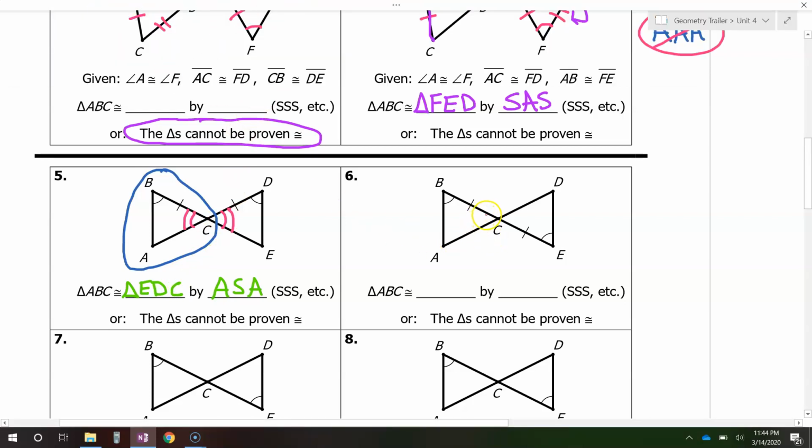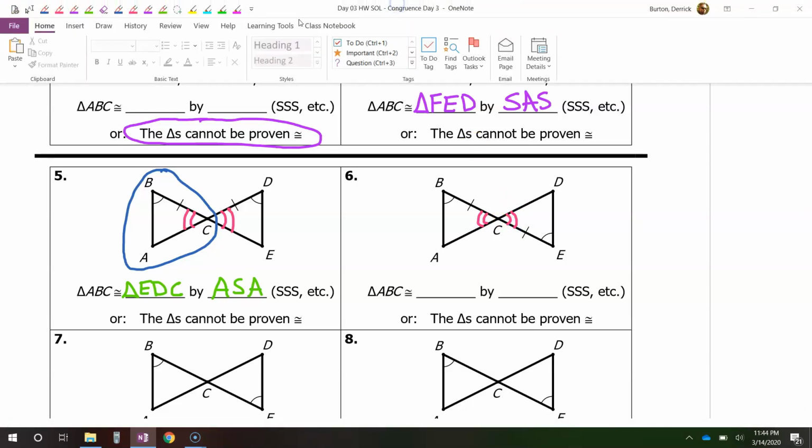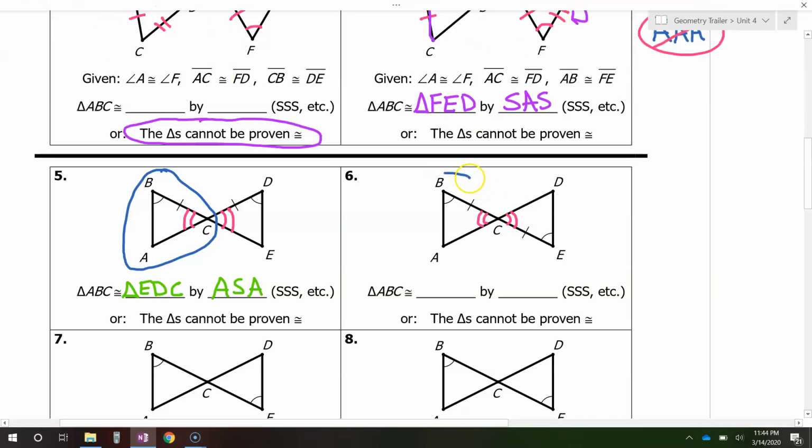Jumping to problem number 6, again, let's go ahead and mark these vertical angles right away. Vertical angles are always congruent. Again, focus your eyes on one triangle at a time. So as far as this triangle goes, this is the exact same situation from problem number 5. So I won't analyze it too hard because we just did it, and we already know that this was angle side angle. So I'm just going to write angle side angle again.